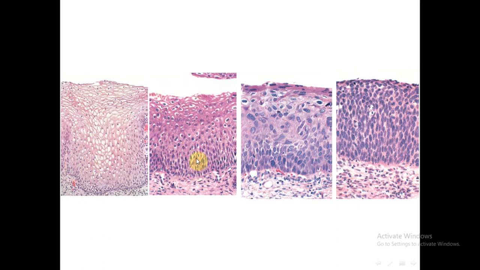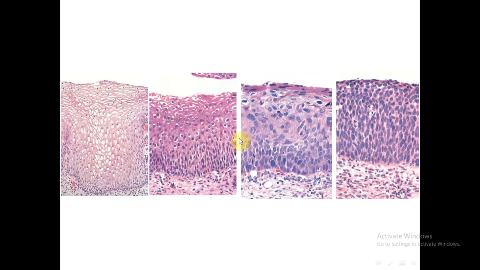Pleomorphism, hyperchromasia, and high NC ratio are seen only within the lower 1/3, which is L cell or equal to CIN1. In the other layers, we see koilocytotic changes, in which the viral changes are prominent. The koilocytotic changes are a large hyperchromatic nucleus surrounded by a perinuclear halo. This is a typical case of L cell.